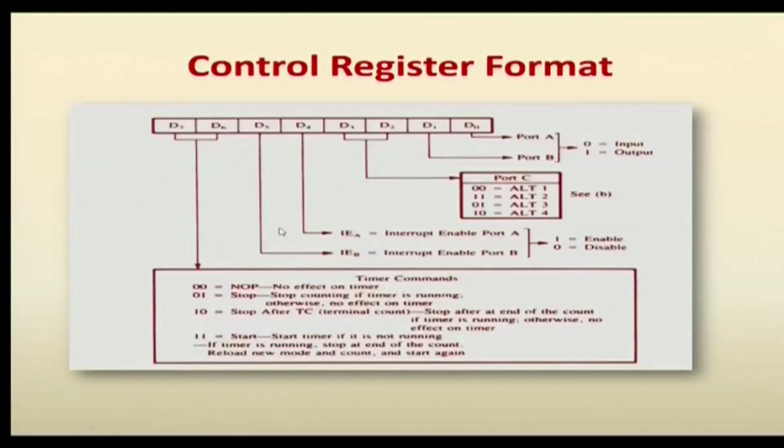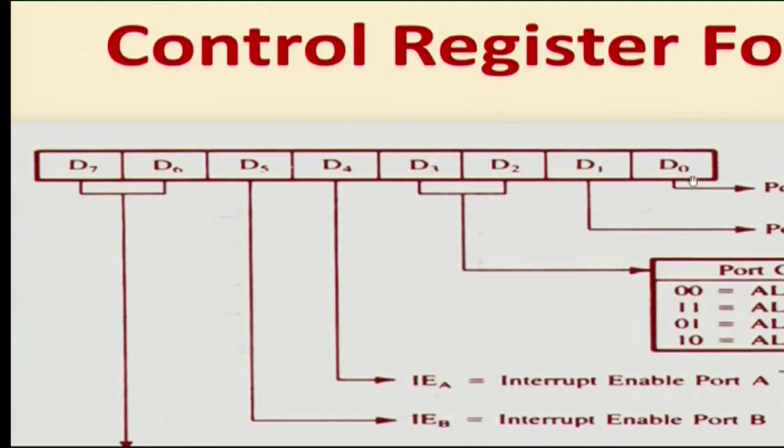So, the control word is the content of the control register. It is 8-bit content which is used to enable the ports as input or output. Along with that, we can start the timer with the corresponding required wave shapes. This diagram shows the format of the control register. The control register is an 8-bit format, D0 to D7.